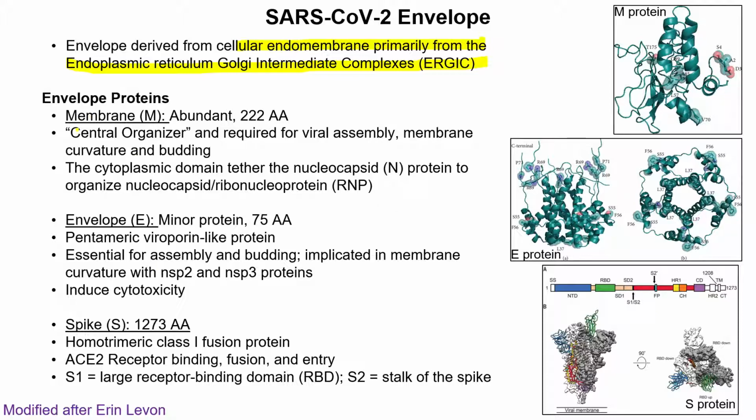The membrane protein is the central organizer required for assembly, membrane curvature and budding. Mostly you can see that these have transmembrane domains, and they basically bend the membrane to form the envelope. This is one of the main functions for them. And the cytoplasmic domain tethers the nucleocapsid protein to organize with that.